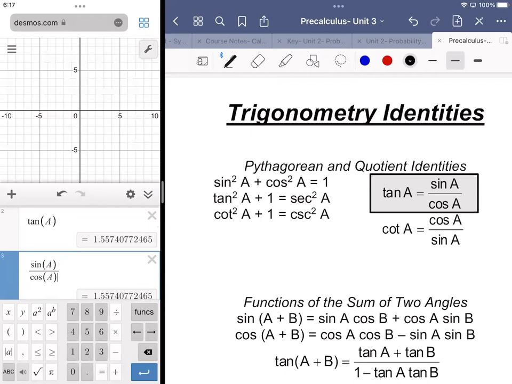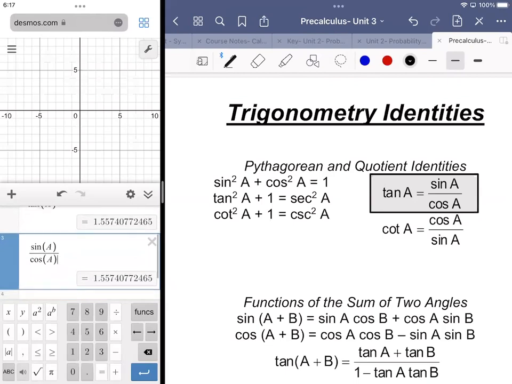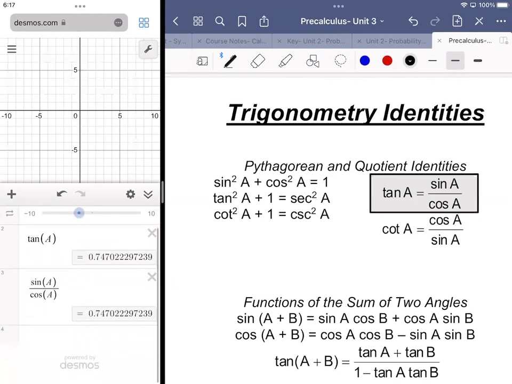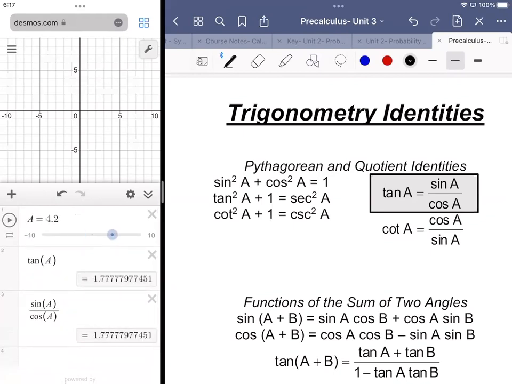All right. But you can see here that at tangent for this A value of 1, I got 1.557 and so on. For sine over cosine, sine of A over cosine of A, I got the same thing. So no matter where I put this A value, I'm going to get the same result for tangent as I am for sine over cosine. That's demonstrated. It's not a proof or anything, but that's demonstrating the relationship between tangent and sine over cosine. Tangent of A and sine over cosine of A are the same. You see it numerically right there.